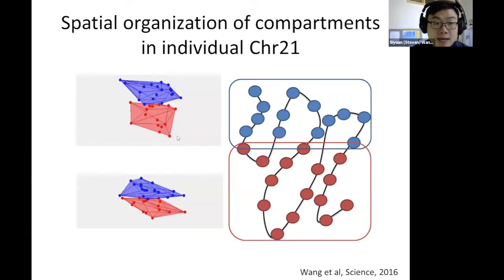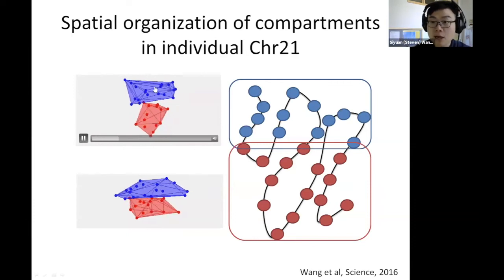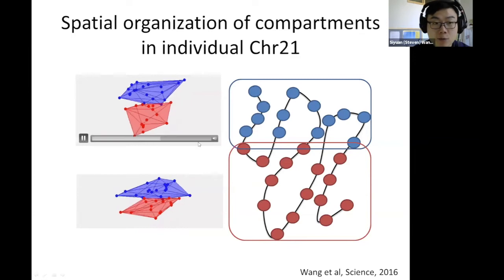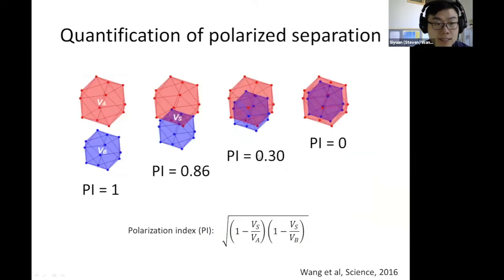We further defined these convex hull shapes that enclose all the B and A, and we defined this quantity called the polarization index, so that if the two compartments are really separated and segregated, polarized in space, then the polarization index is 1. If one perfectly overlaps the other or wraps around the other, the polarization index is going to be 0, and a partial overlap would be something in between.